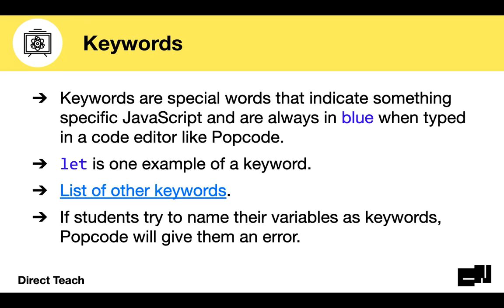A quick note on keywords. These are special words. They're used to do something else in JavaScript. That means they have another purpose in JavaScript. They always end up blue when they're typed into popcode or a different color if you're in a different code editor. Let is one of them, so you cannot call your variable let. I've linked a list of other keywords, and I will show you what that looks like in popcode as well. But popcode will give students an error if a student tries to name their variable something that's a keyword. They might not know what it means, so this is important for you to understand.